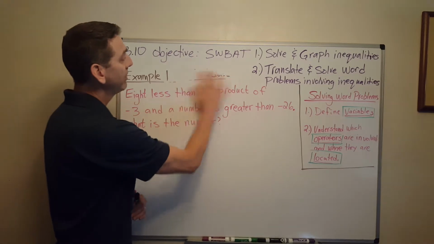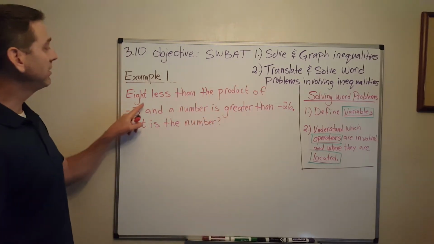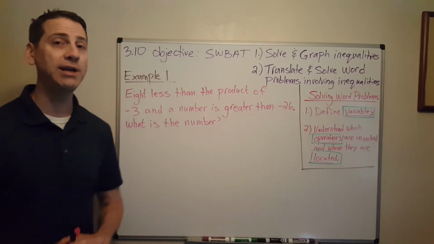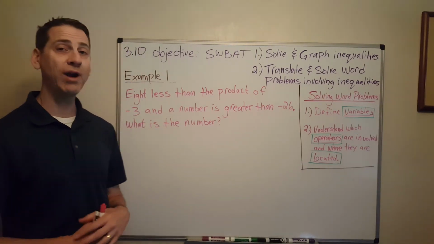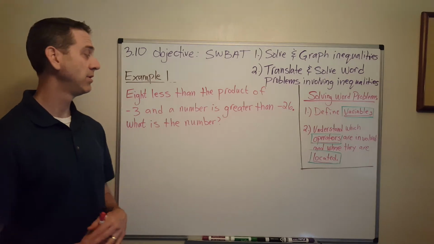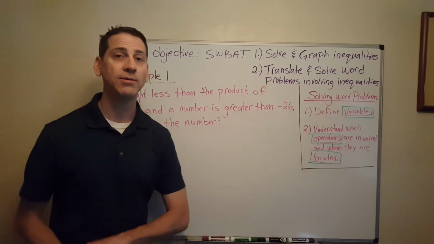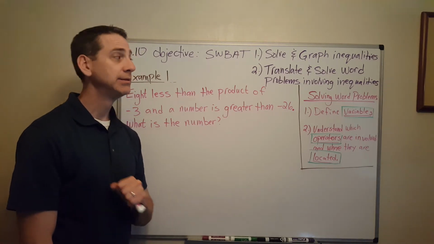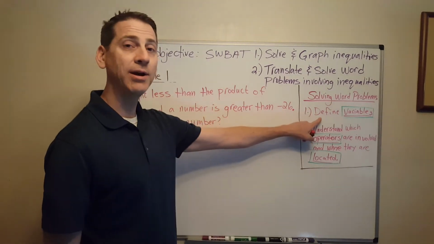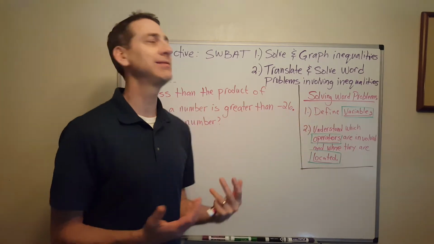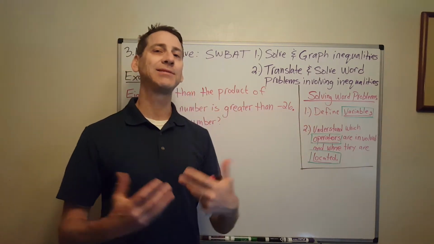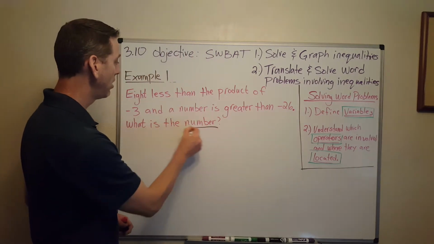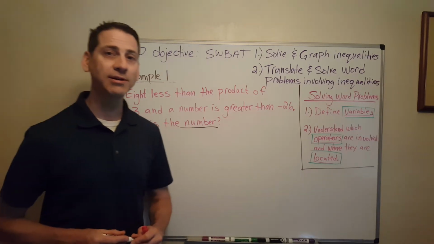Okay, so example number 1 says this: 8 less than the product of -3 and a number is greater than -26. What is the number? All right, so what's the first thing I do here? First, I need to define my variables. What is this about, or what are they asking for? Well, they're asking for the number.